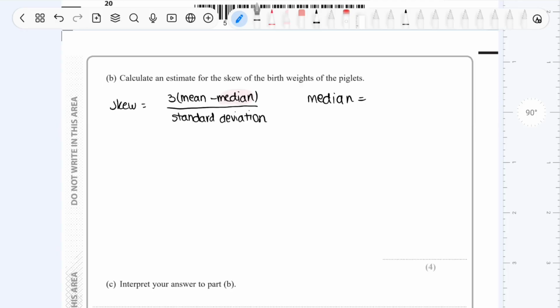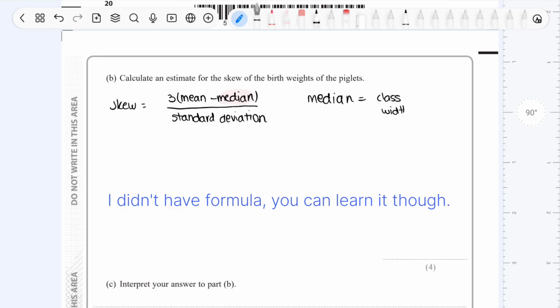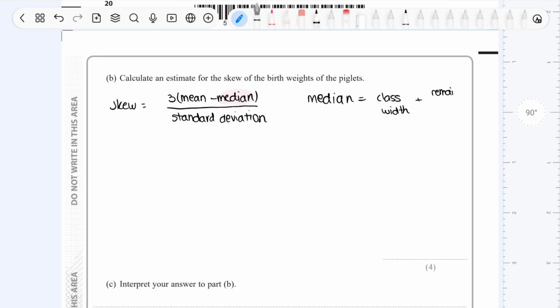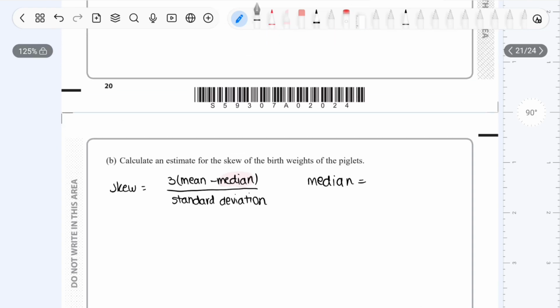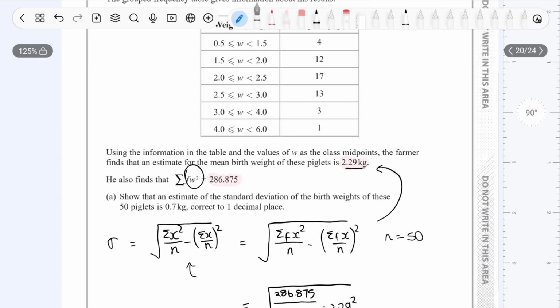Now the median has a formula, and I can put it here. It's basically the start of the class width plus the remainder or something like that. I can't tell you the definition or the official formula because I haven't got it on me. You can learn this if you want. However, an easier way to do it is just using intuition. The only way you'll be able to do this under pressure is when you understand what it's actually asking for.